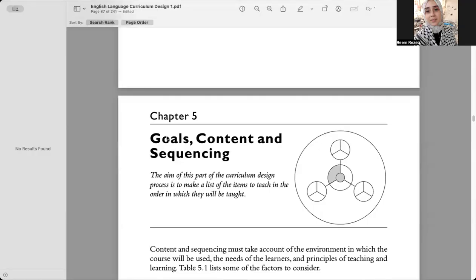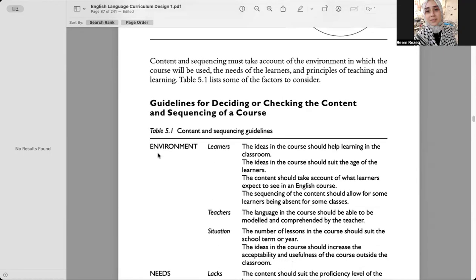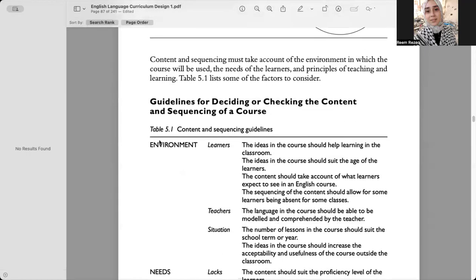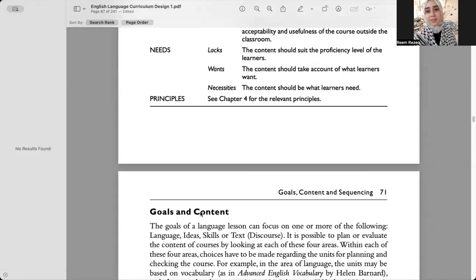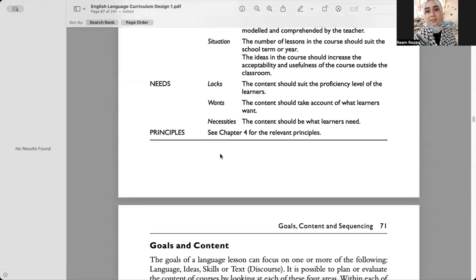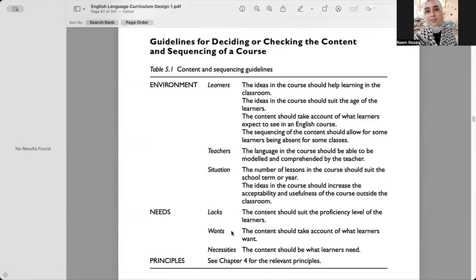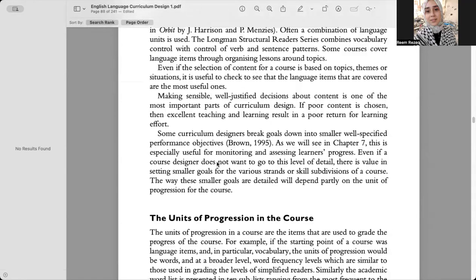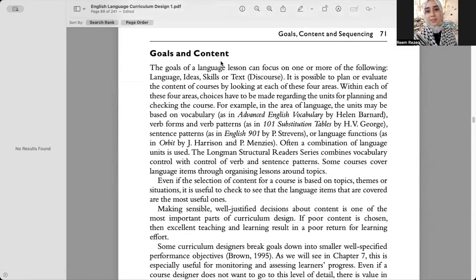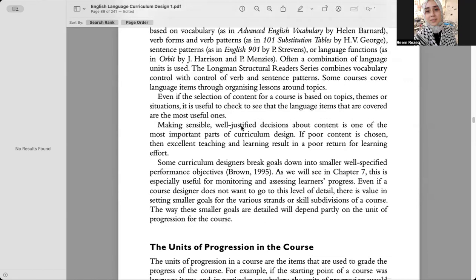Welcome again to chapter 5, goals, content, and sequences. Here we have environment needs principles. We talked about this array before: each one, like manners, teacher, situation, and the next one's necessities. The content itself also should be the goals of the lesson, which can focus on one or more of the following: languages, ideas, skills. Text is a kind of discourse. We also have to make sensible, well-justified decisions about content. It is one of the most important parts of curriculum design.